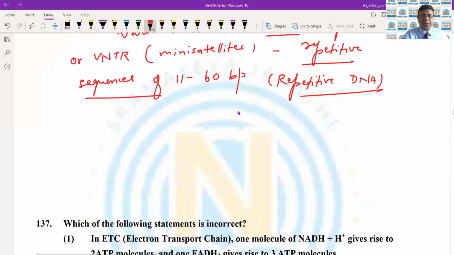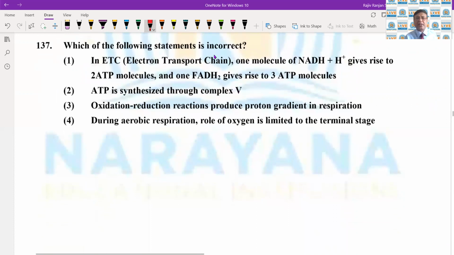So now let's see question number 137. Which of the following statements is incorrect? In the electron transport system, an electron transport chain, one molecule of NADH plus H plus gives rise to 2 ATP molecules, and one FADH2 gives rise to 3 ATP molecules. The second one: ATP is synthesized through complex 5. The third one: oxidation reduction reactions produce a proton gradient in respiration. Next, during aerobic respiration, the role of oxygen is limited to the terminal stage. So here the incorrect option is 1.